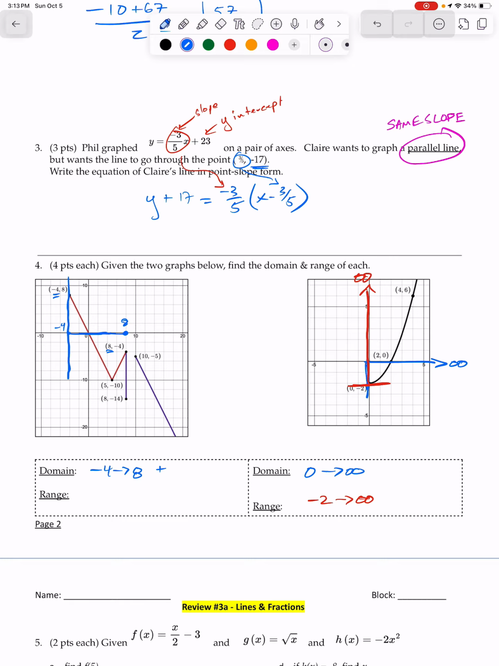But I have this other part that starts here and then just goes out to, it starts here at 10 and goes out to infinity. So I've got to have that in as well. It's okay, my domain can be in 2 parts.